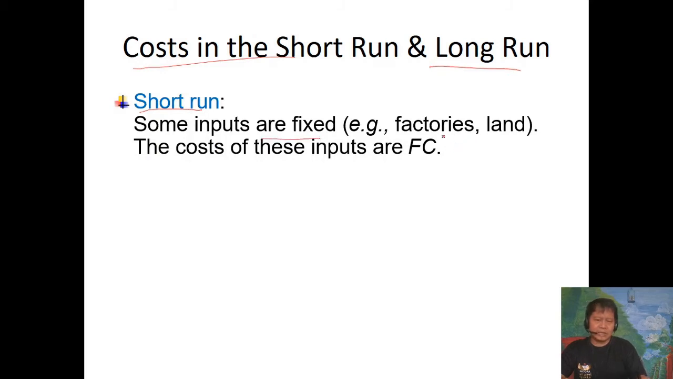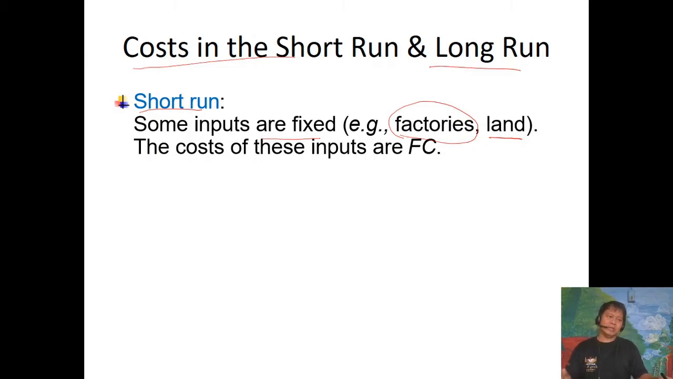In a short run period of business, some inputs are fixed, such as the factories, the machineries, the equipment, and the land. The size of land in a short run period is fixed. For example, land rental. Land rental can be considered a fixed cost in a short run period because if you have a business, there is an agreement between the owner of the land and the owner of the business to have this fixed rental cost within this period.